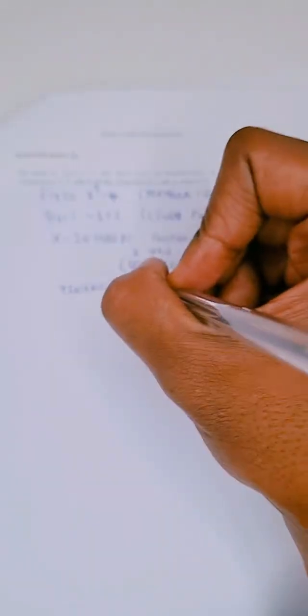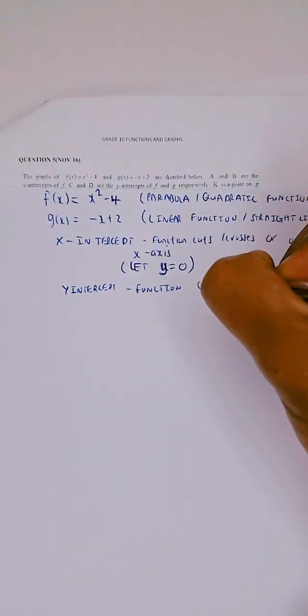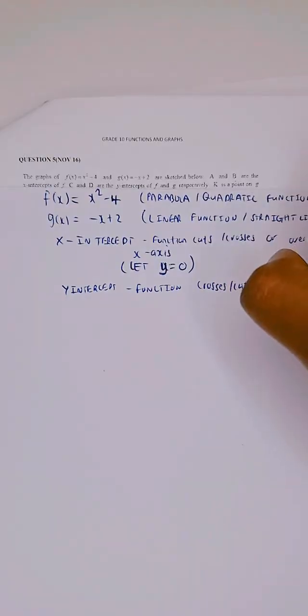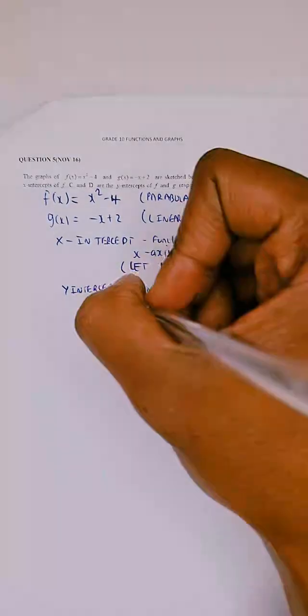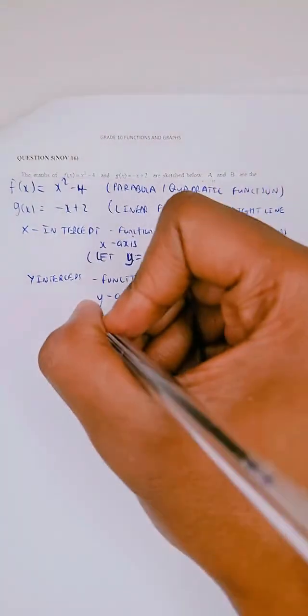A y-intercept is basically where the function crosses, cuts, or overlaps the what? The y-axis. Okay, that's the y-intercept. That's where the function crosses, cuts, overlaps the y-axis.